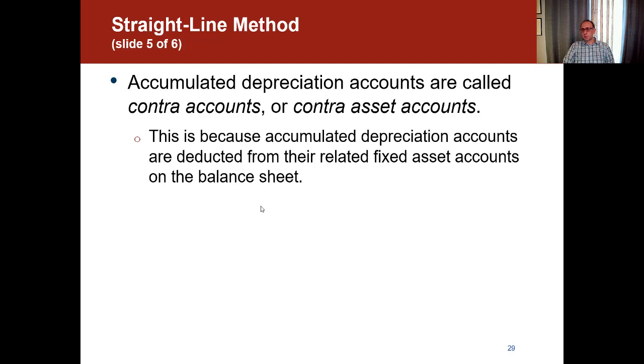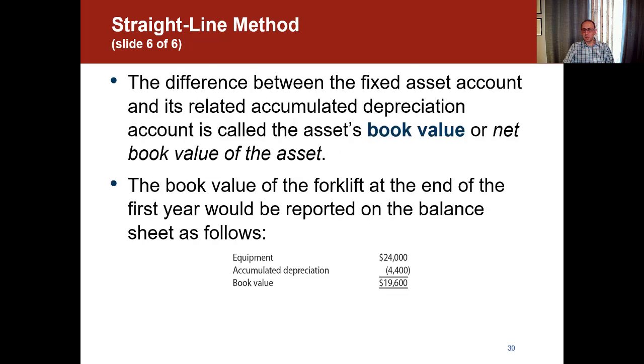So accumulated depreciation accounts are called contra accounts or contra asset accounts. This is because accumulated depreciation accounts are deducted from the related fixed asset accounts on the balance sheet. So we'll see how it looks on the balance sheet. Before we go there, the difference between a fixed asset account and its related accumulated depreciation account is called the asset's book value, which is this value here, the $19,600, or net book value of the asset.